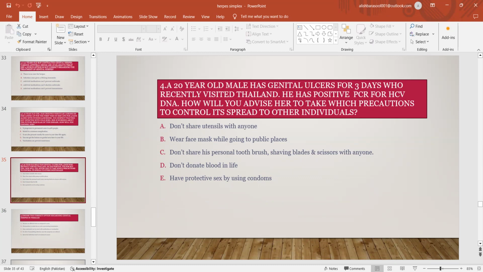A. Don't share utensils with anyone. B. Wear mask while going to public places. C. Don't share his personal toothbrush, shaving blades, and scissors with anyone. D. Don't donate his blood in life. E. Have protective sex by using condoms.